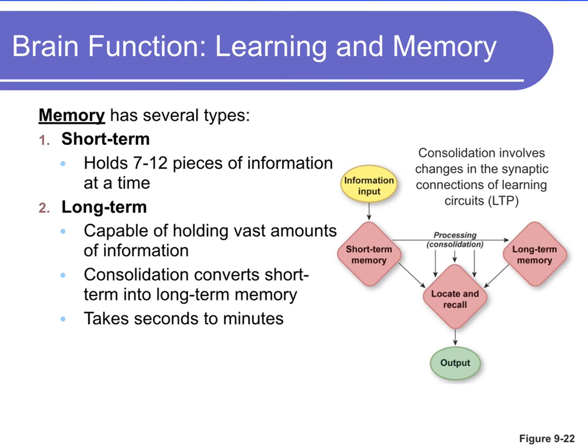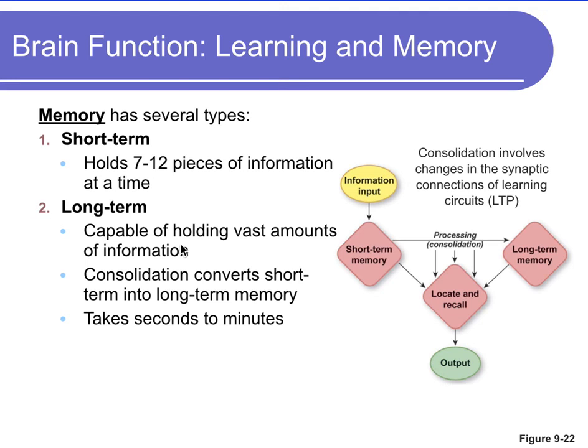Memory, we can divide into short-term and long-term memory. Short-term memory is exactly that. It's short-term. It holds about 7 to 12 pieces or chunks of information at a time and can last from minutes to days, but it doesn't last forever. Long-term memory is capable of holding vast amounts of information.